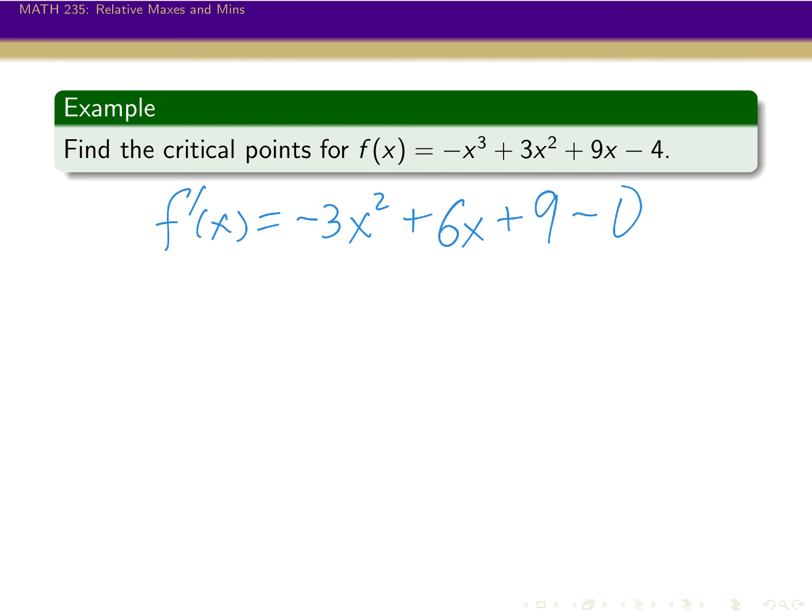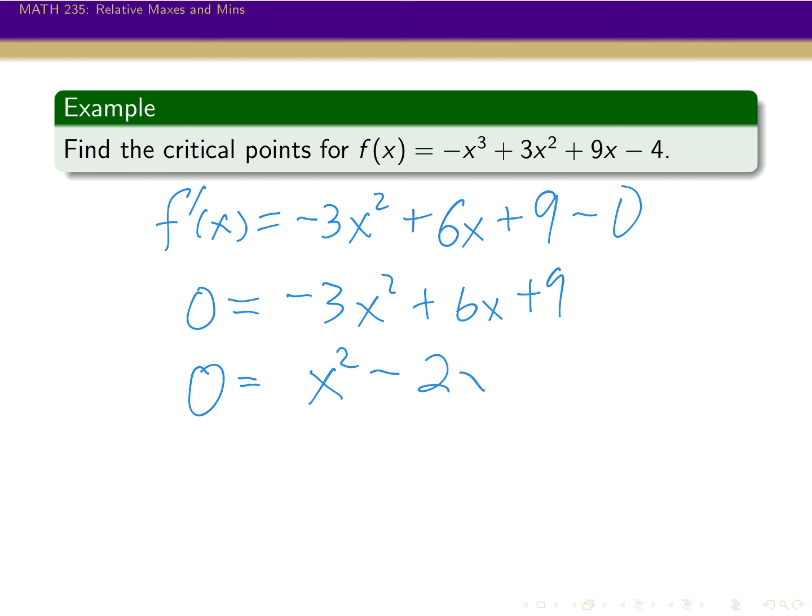So this is a quadratic now. So this exists everywhere. So there aren't going to be any critical points where the derivative doesn't exist. But we can find the critical points then by setting this equal to 0. And so we have 0 is equal to minus 3x squared plus 6x plus 9. I can divide everything here by minus 3 and get x squared minus 2x minus 3. And then this factors nicely.